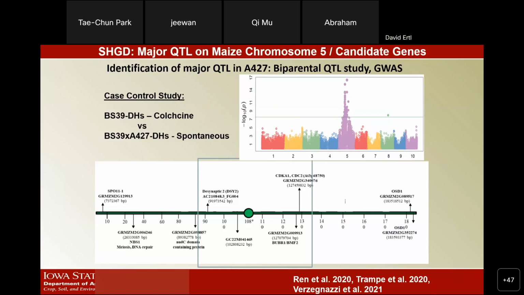And when conducting a case control study, he showed that chromosome 5 is again showing up, which means in lines that were derived in this sample without colchicine treatment, they had this chromosome 5 region from A427 more or less fixed. So it shows it works in A427, but also in different genetic backgrounds.